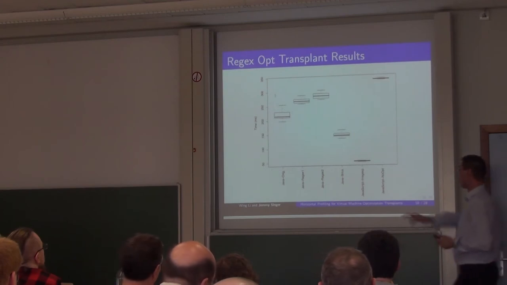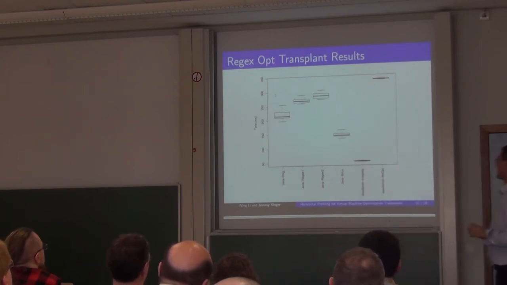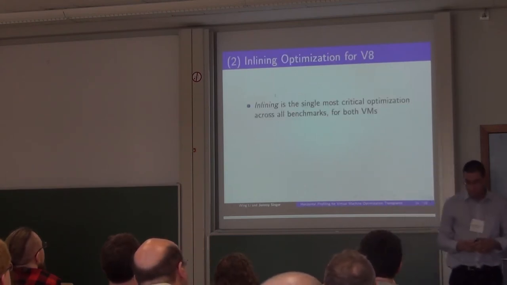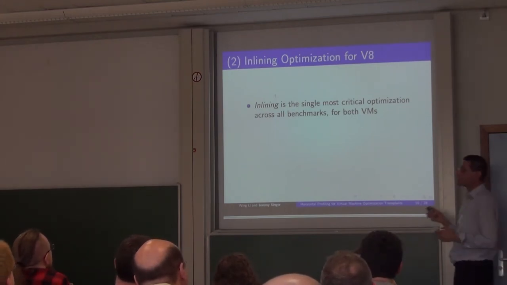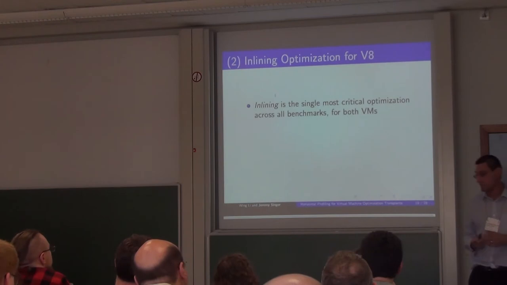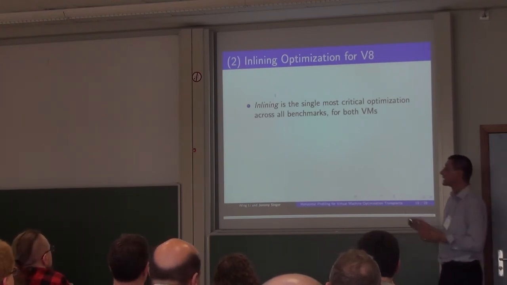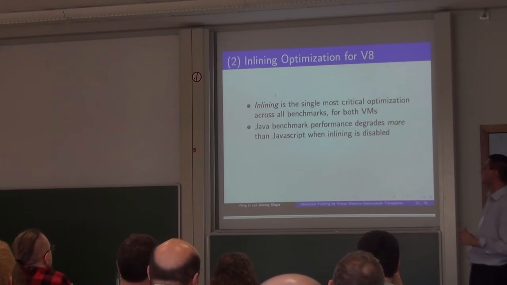Ideally, what we want to do is port this library here into Java, but my poor PhD student ran out of time. Never mind. That's future work. Second optimization is inlining, right? We found, and this correlated with other people's work as well, that inlining is the most important single optimization across all benchmarks for both our virtual machines, as indeed other people have found for their VMs as well.